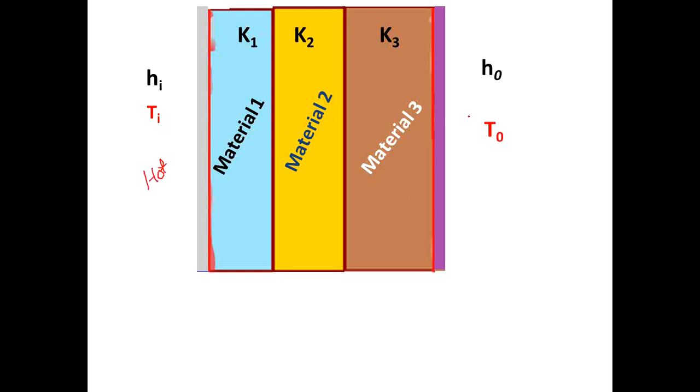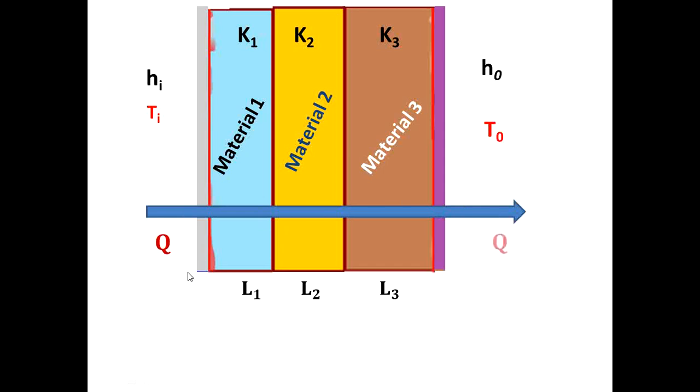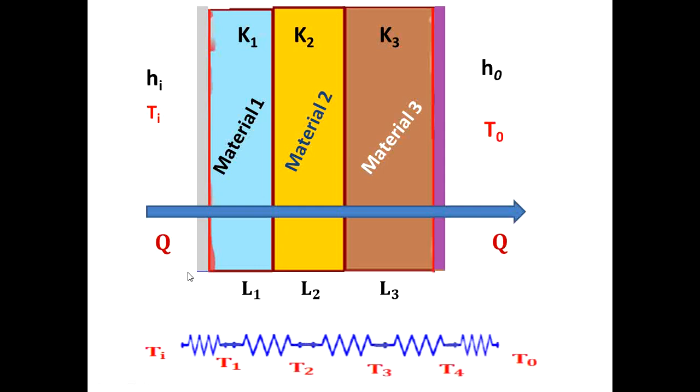Between the hot and cold side you have the three materials, and each will exhibit thermal resistance: 1 by hi A plus L1 by K1 A, the area being constant, plus L2 by K2 A plus L3 by K3 A plus 1 by h0 A. L1, L2, L3 are the lengths. Heat Q will be transferred from one end to the other end. Thus the thermal resistances are given like this.